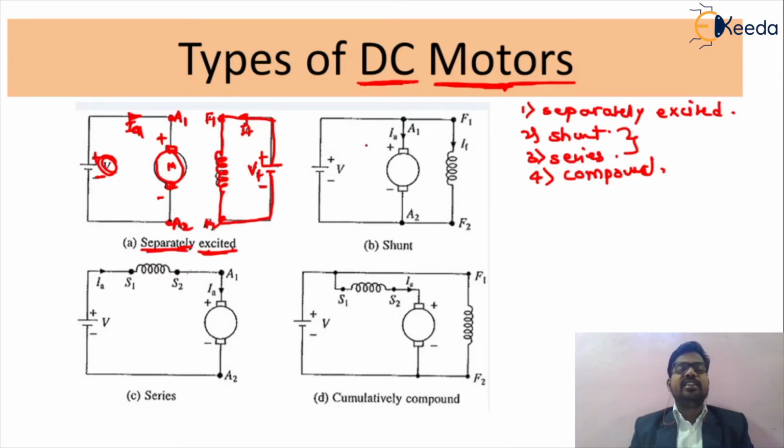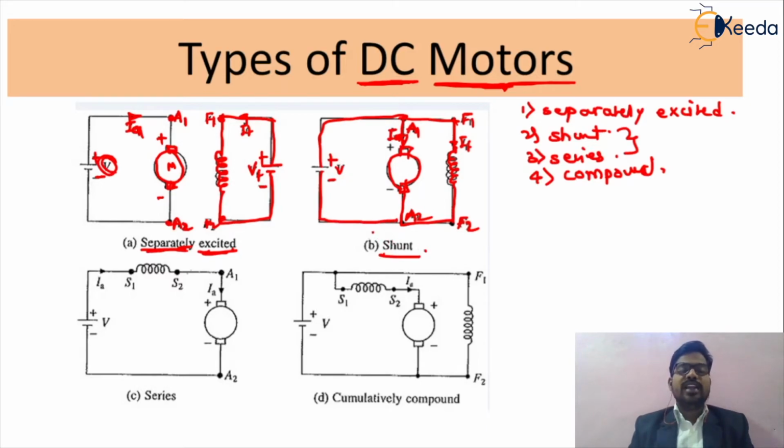Similarly, we can take the example of the DC shunt motor. In the DC shunt motor, we connect the armature and field circuits in shunt. Shunt means parallel. This will be the armature circuit, with terminals A1 and A2, and these will be the terminals of the field circuit, F1 and F2. The current flowing through the armature circuit is called IA, and the current flowing through the field circuit is called IF. Both the armature and field are connected in parallel, that is, connected in shunt. That's why such a construction of DC motor is called a DC shunt motor.